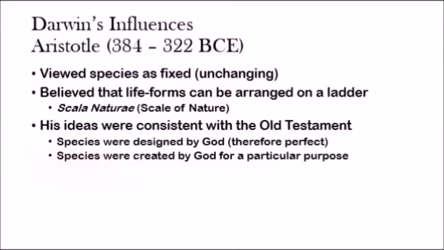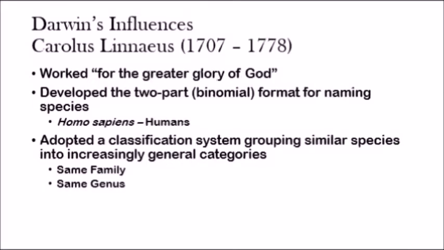Okay. Then comes along Linnaeus. Linnaeus was also strongly influenced by the Bible. He worked for the greater glory of God. And he developed this two-part binomial format for naming species, okay? And basically, we use this system still today when we're talking about organisms. And the way it works is that we have two names here. This name is the genus, and this name is the species.